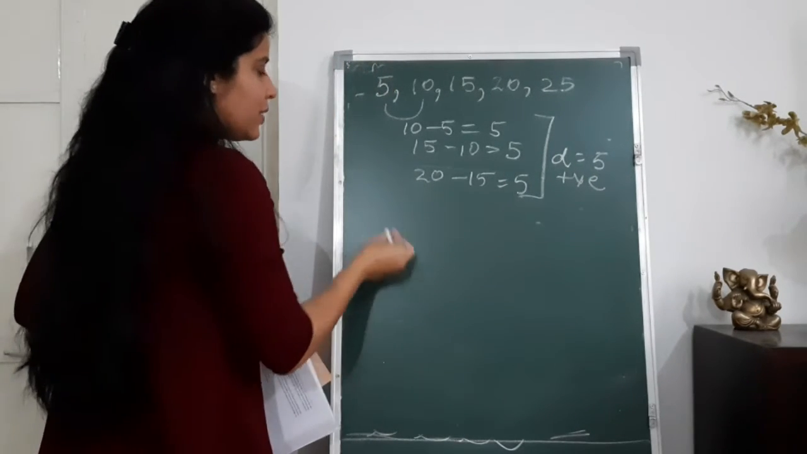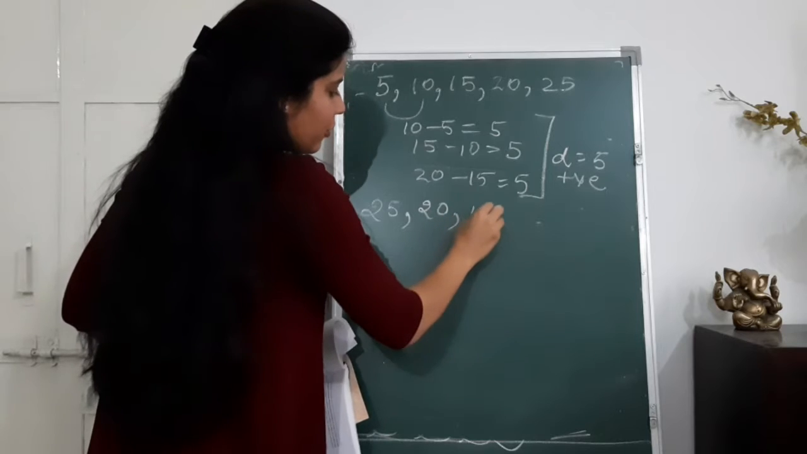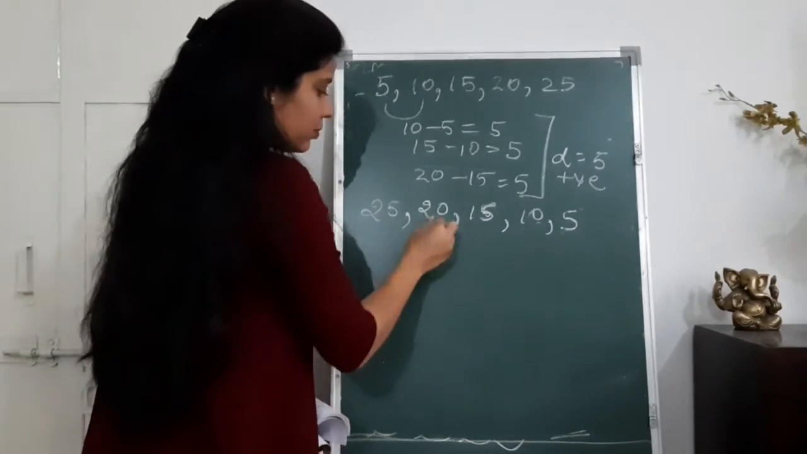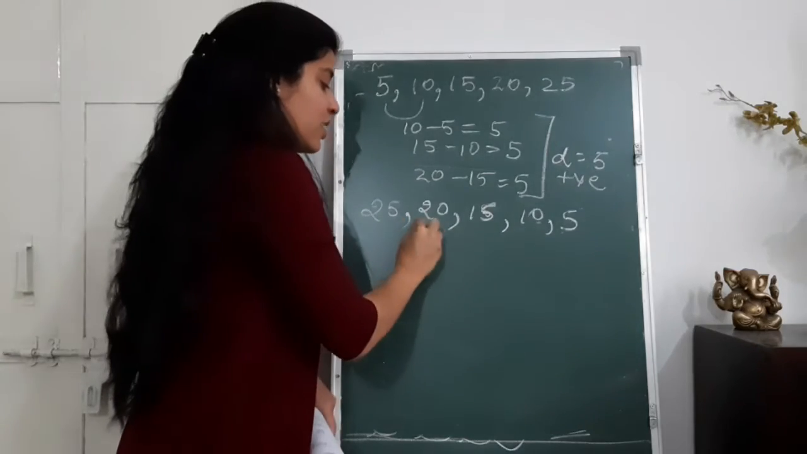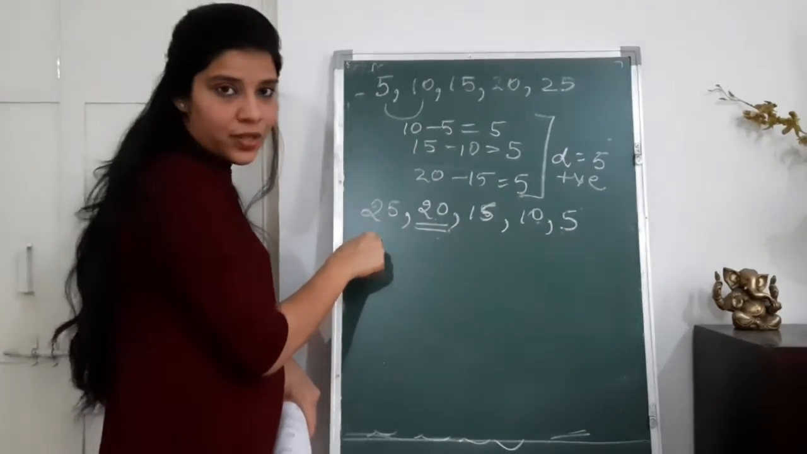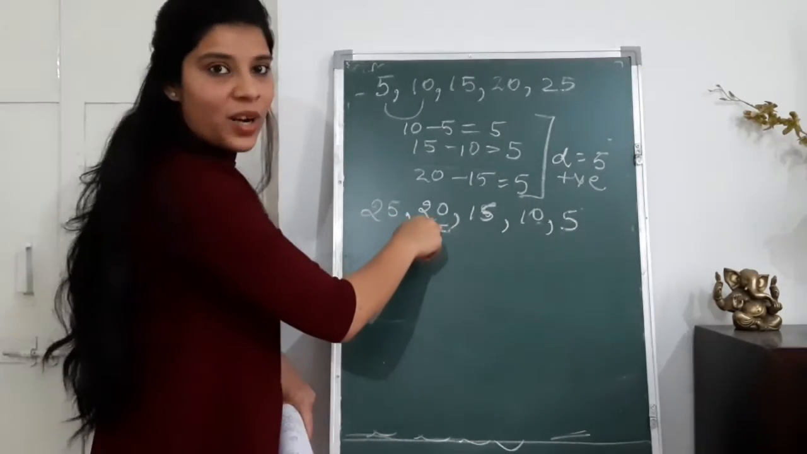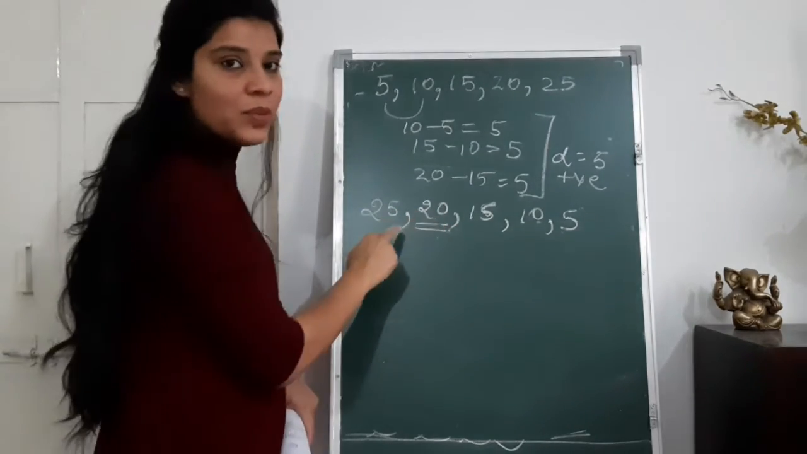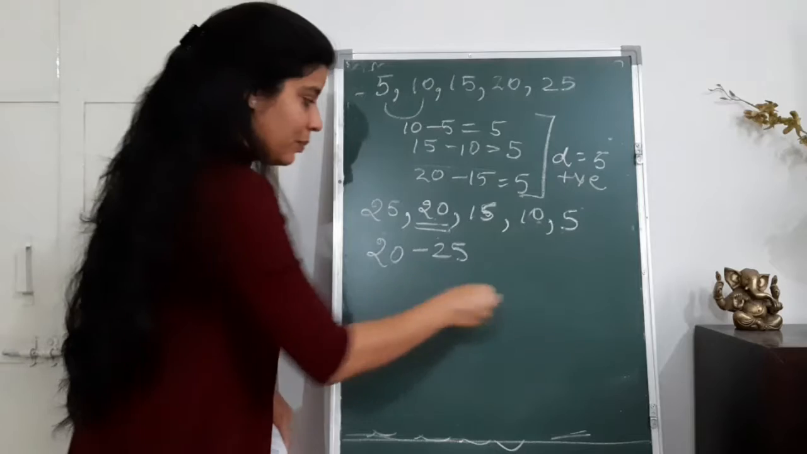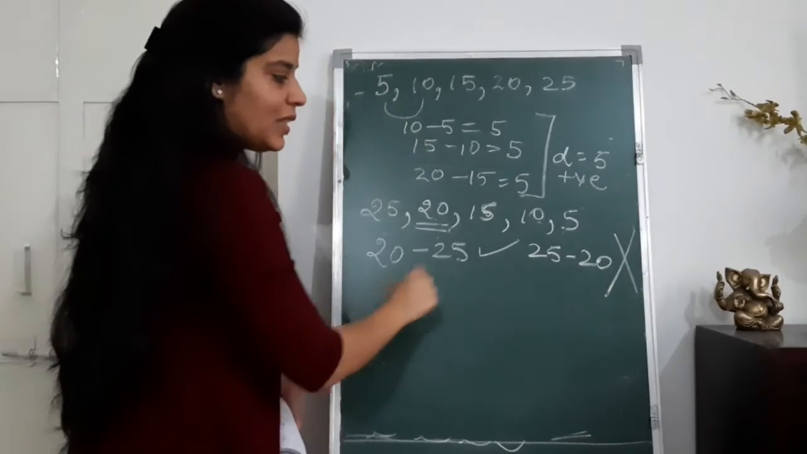Now we can take another series, let's write this in reverse order: 25, 20, 15, 10 and 5. Now remember, you always have to subtract the first term from the second term. You can't do it the opposite way. So basically this is your second term, this is your first term, and the first term has to be subtracted from the second term. This is correct. If you do 25 minus 20, this is wrong. So take care of these simple things.